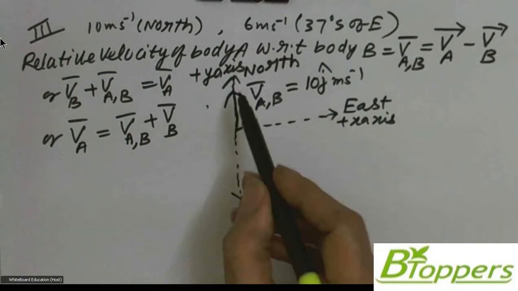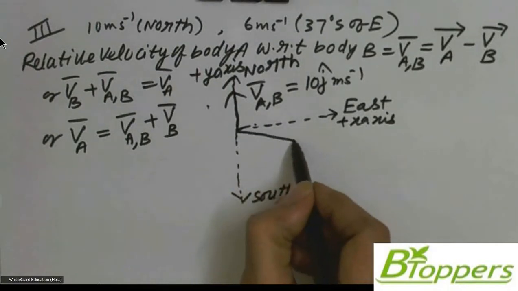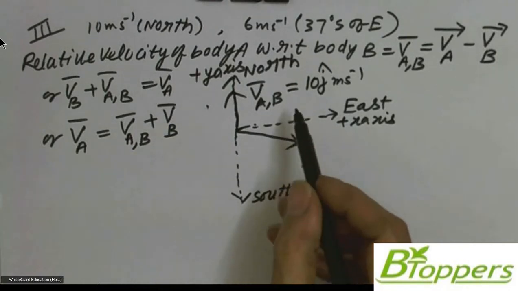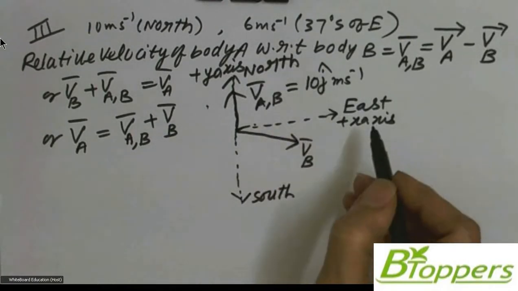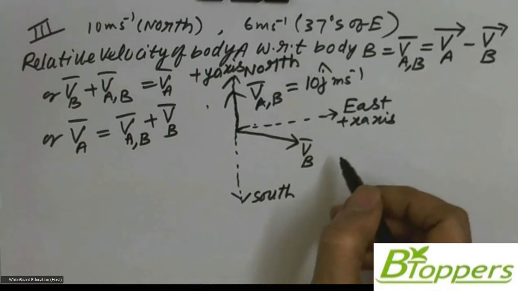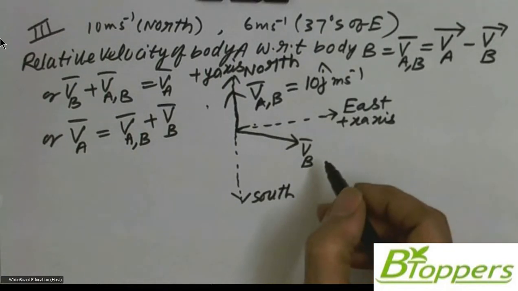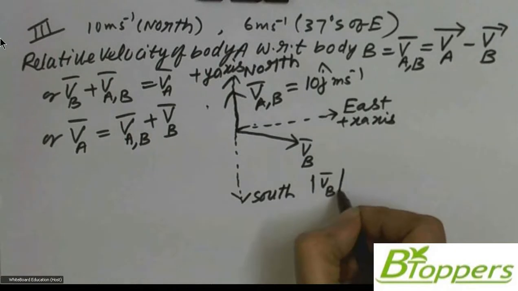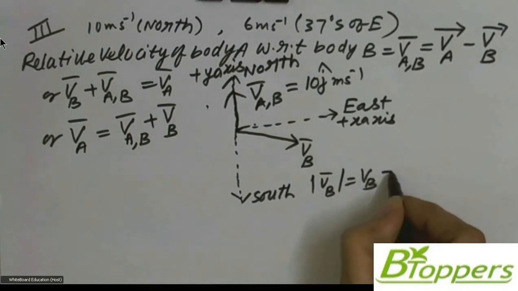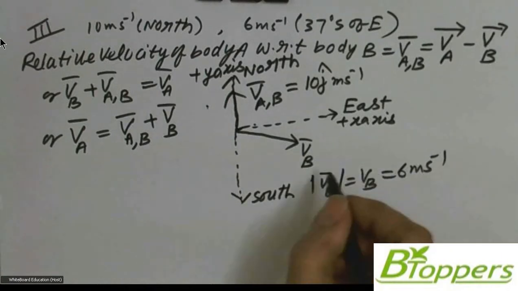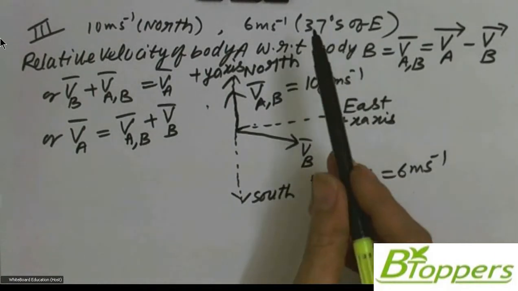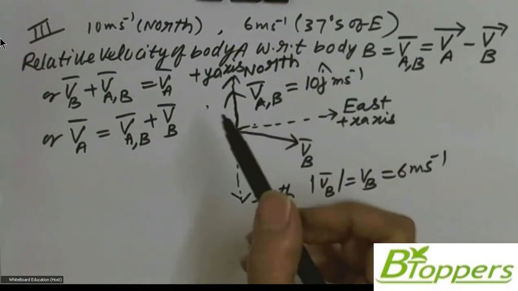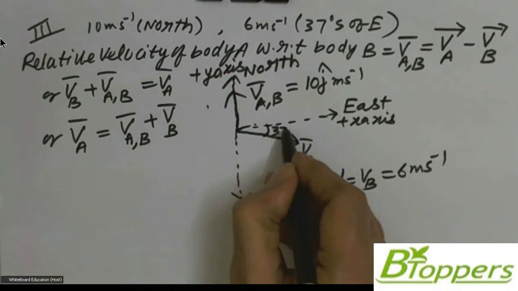Now velocity of second body B, denoted by VB bar, has a magnitude of 6 meter per second. That is mod of VB bar equal to 6 meter per second. And it makes an angle of 37 degrees with east direction. South of east means the angle is with east direction and inclined towards south. So this angle is 37 degrees.